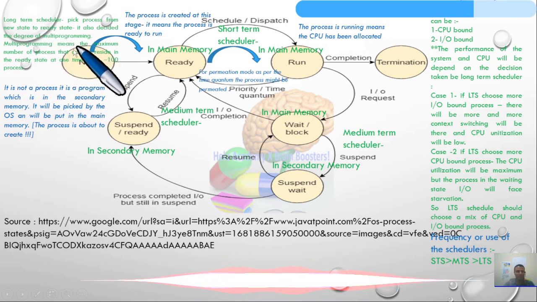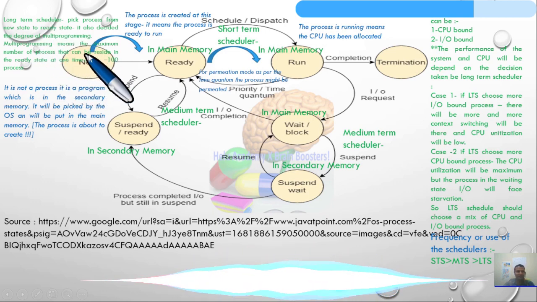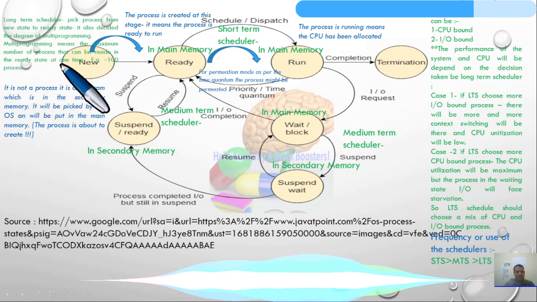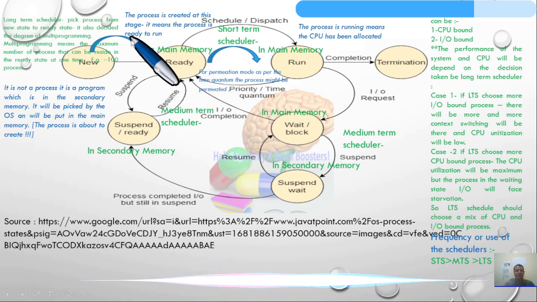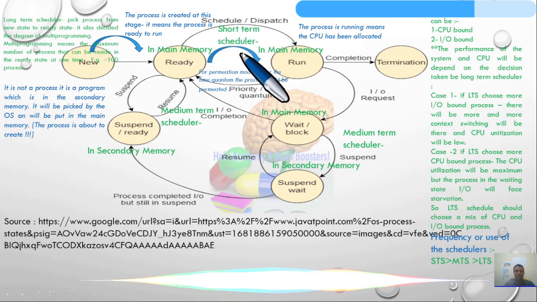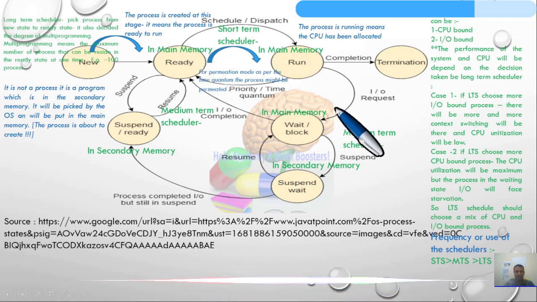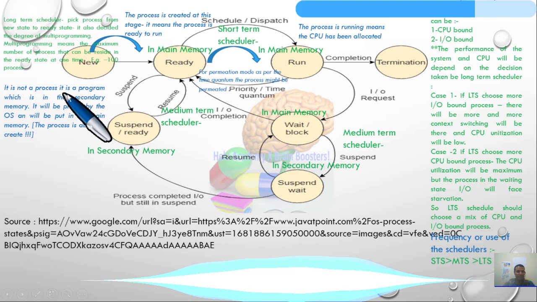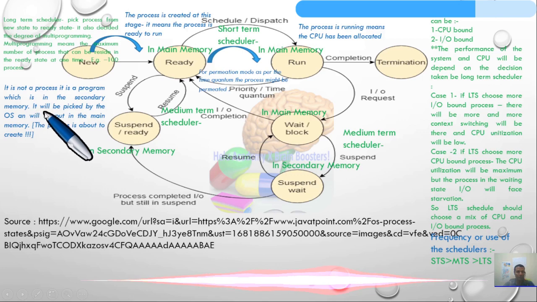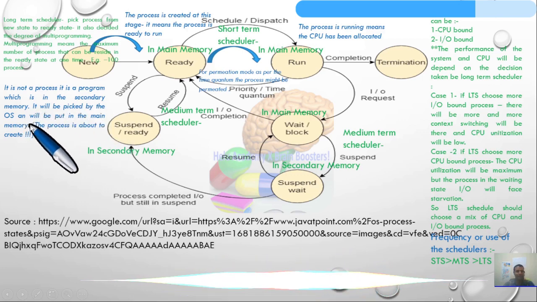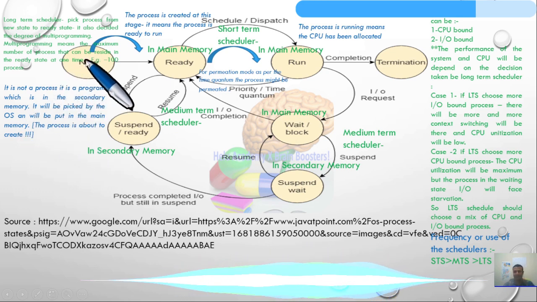Degree of multi-programming means the maximum number of processes that can reside in the ready state at one time, maybe 100 or 50. It depends, and the long-term scheduler will decide that. The short-term scheduler will decide which program to pick to go to the CPU. As you can see, in the new state it is not a process, it is a program in the secondary memory. It will be picked by the operating system and put in the main memory. The process is about to be created at this stage.